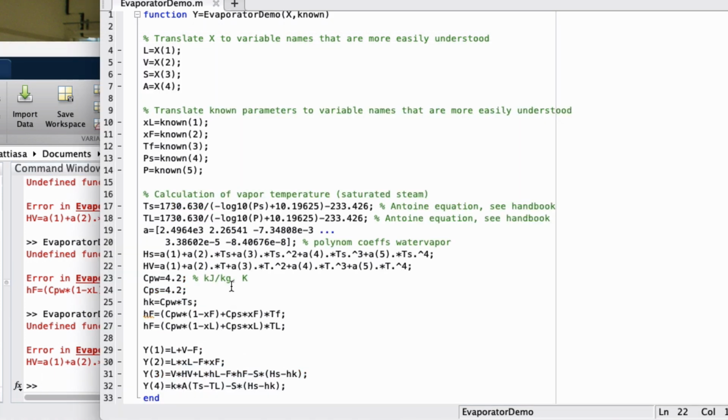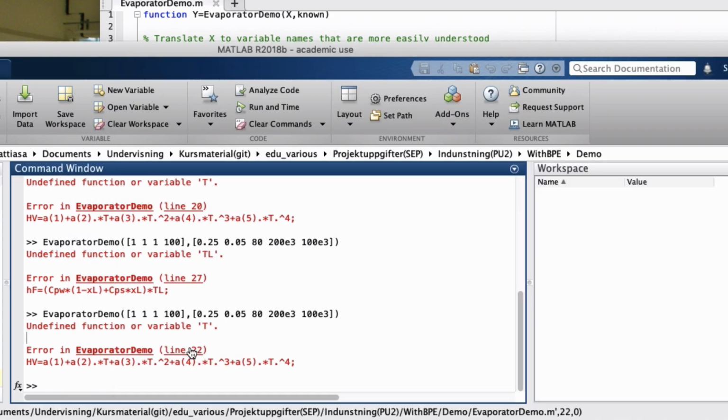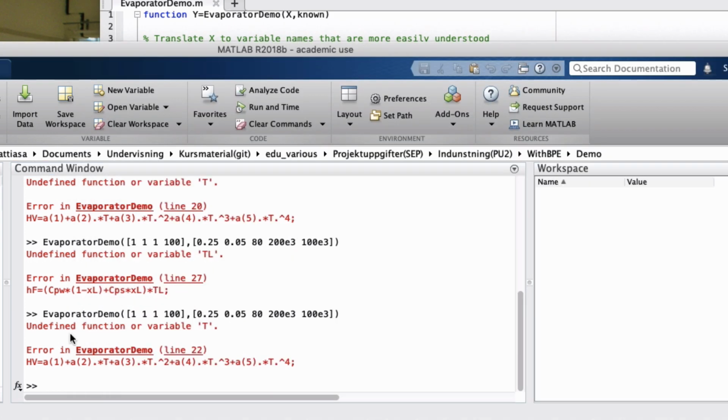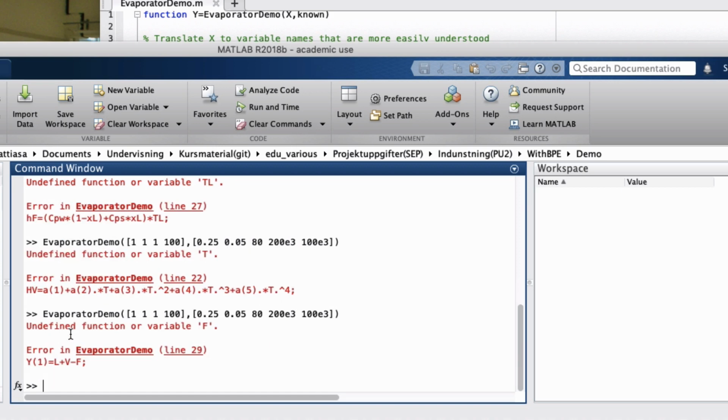I still have it somewhere. Yeah, there, TL. So when you get these error messages, always take the first one. And then click on that line and see where it, and read the line there, undefined function or variable T. It says pretty much what the problem is. And let's try to run it again.